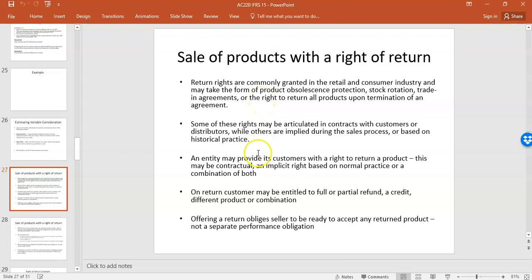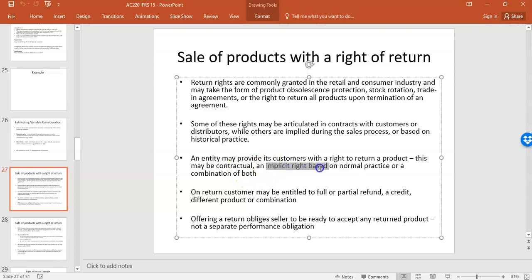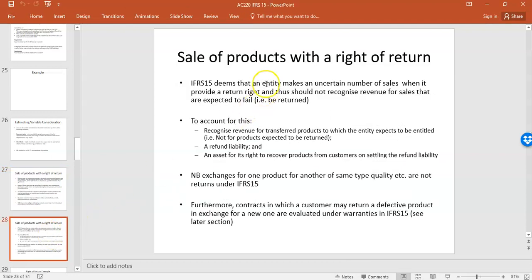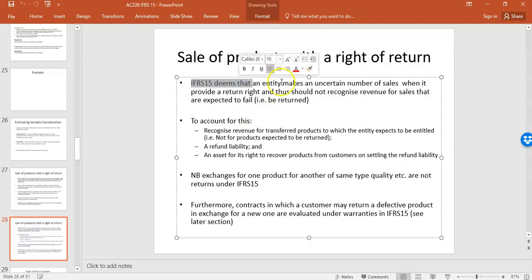So we have to figure out then, estimate what is our expectation of how much the goods will return. Because those goods that we estimate are going to be returned, you cannot recognize consideration for those, right? So that's what you're trying to look at. It doesn't have to be a contractual right. If you give them an implicit right because of your normal business practice, well then you're going to recognize this issue as well.